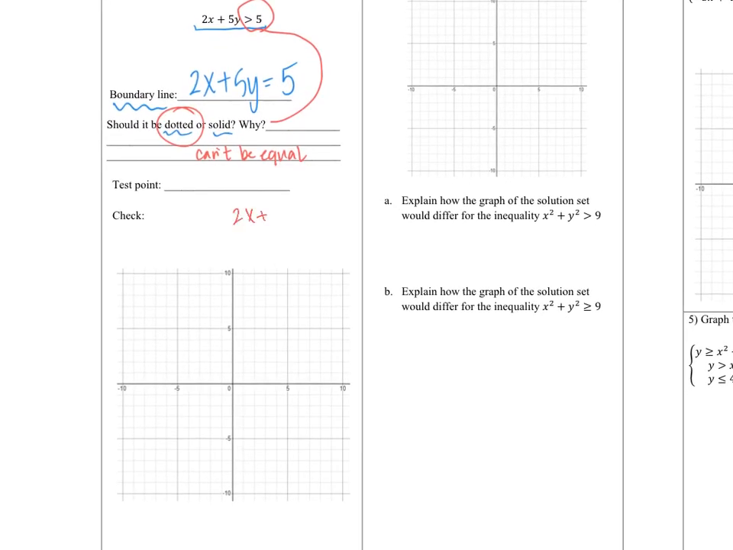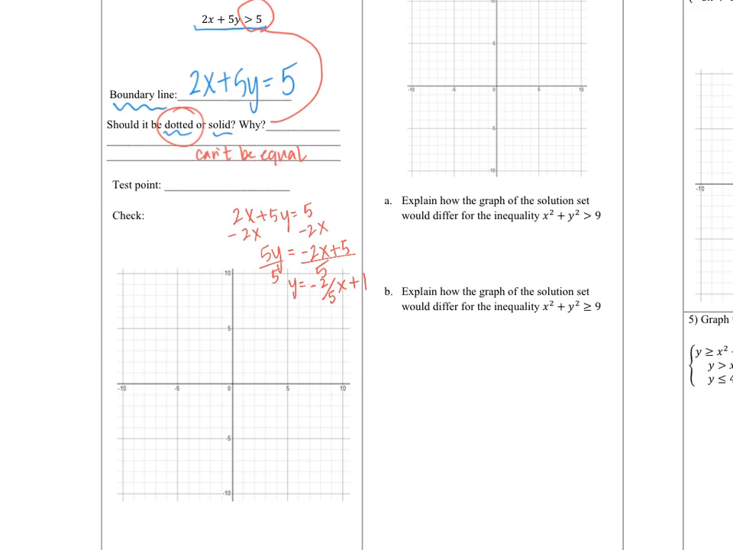So 2x plus 5y equals 5. I'm going to rewrite that in our nice form, which means y equals. So I'm going to move the 2x over. So I have 5y equals negative 2x plus 5, divided by 5. We're looking at y equals negative 2/5 x plus 1.